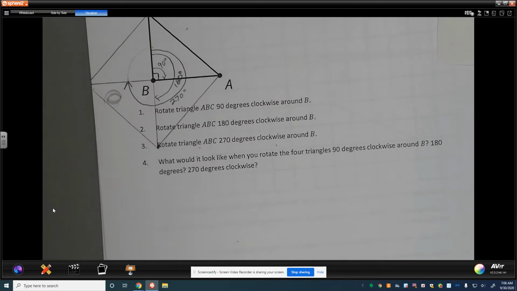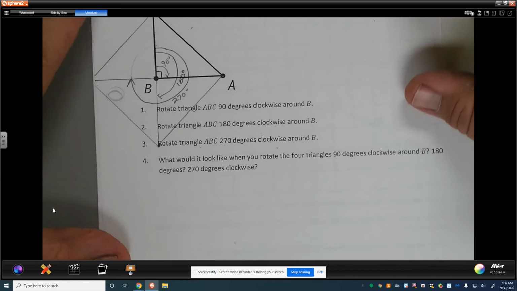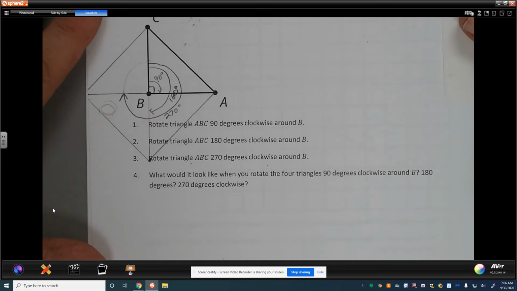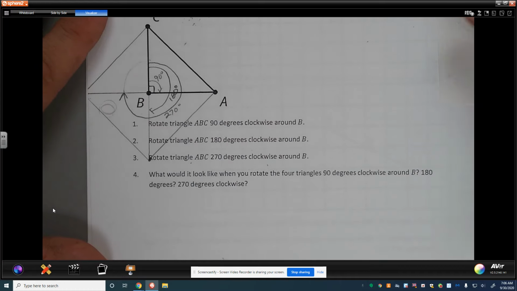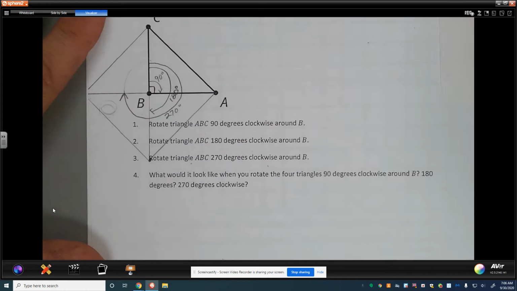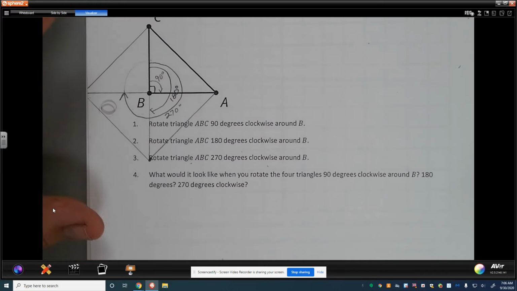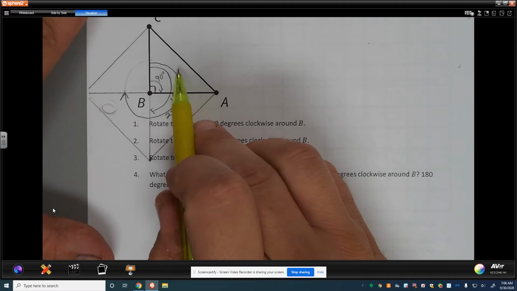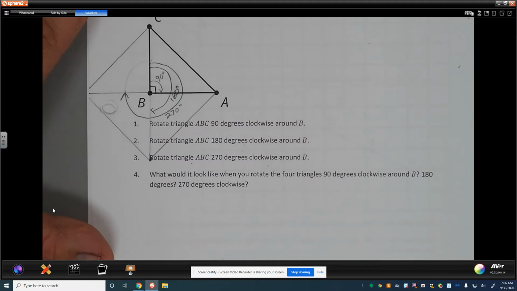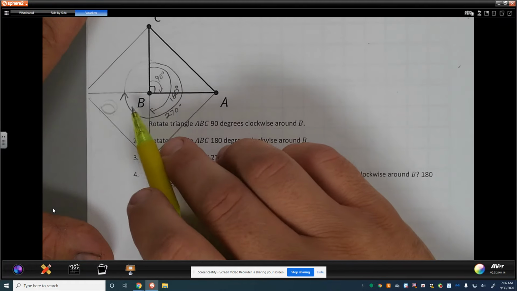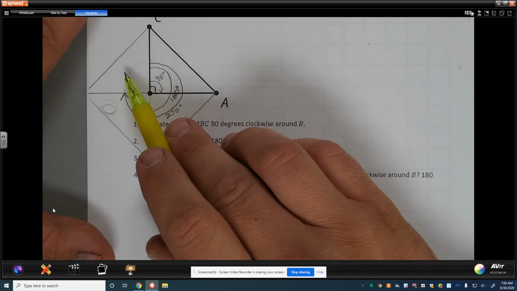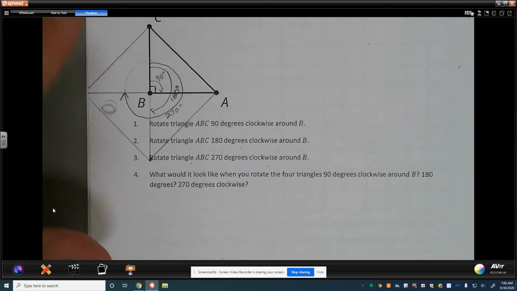Well, what we see is the rules of transformation that we talked about yesterday: the lengths of segments are preserved and the angle measures are preserved, meaning that the lengths of the segments and the angle measures don't change. They simply stay the exact same measures every time I rotate it. So we see that each of these triangles is actually the exact same triangle, just copied after a 90-degree rotation, a 180-degree rotation, and a 270-degree rotation.